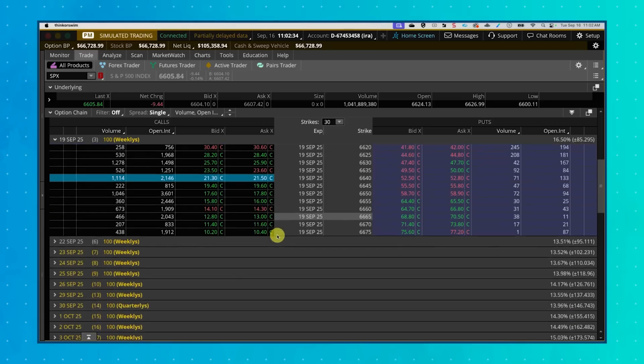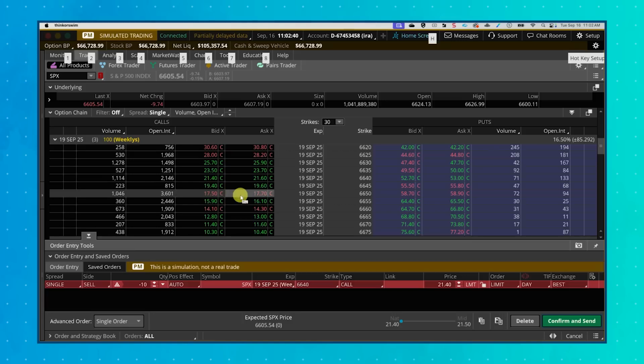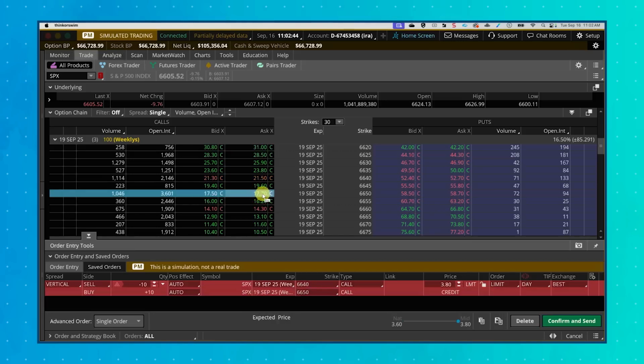In order to do this, there's actually a nice little trick with Thinkorswim. If you hold down the control button while you click on the bid and ask, it allows you to create a custom width spread. This is a $10 wide spread. If I click there and click there, one on the bid, one on the ask, you can see I have created a 10-point wide vertical that's giving me a credit of $3.80.